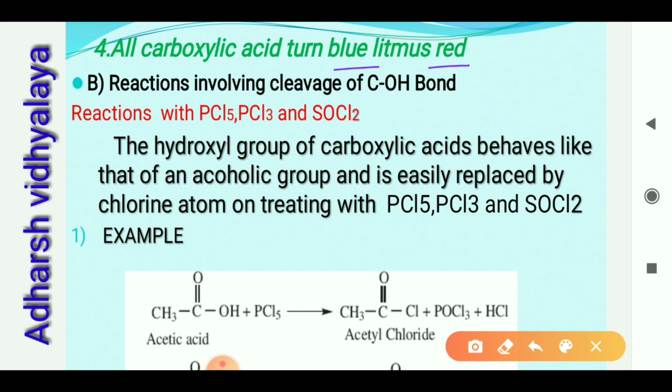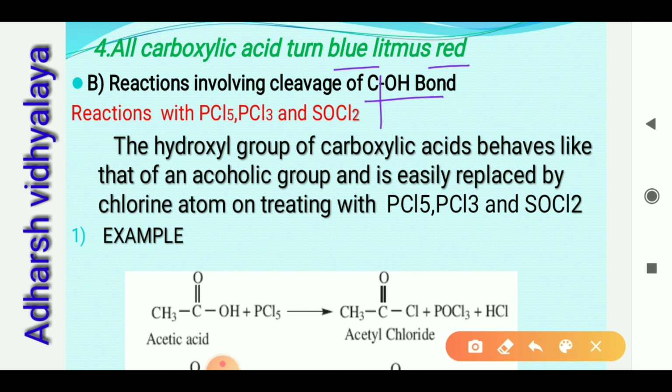Next, reactions involving cleavage of the carbon and oxygen bond. In this, the first reaction is with PCl5, phosphorus pentachloride. How does carboxylic acid react with phosphorus pentachloride, PCl3 phosphorus trichloride, and SOCl2 thionyl chloride?